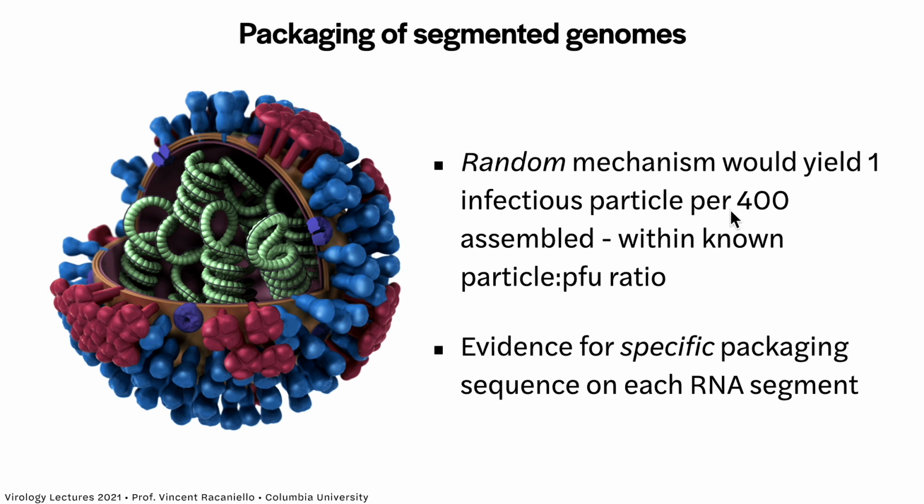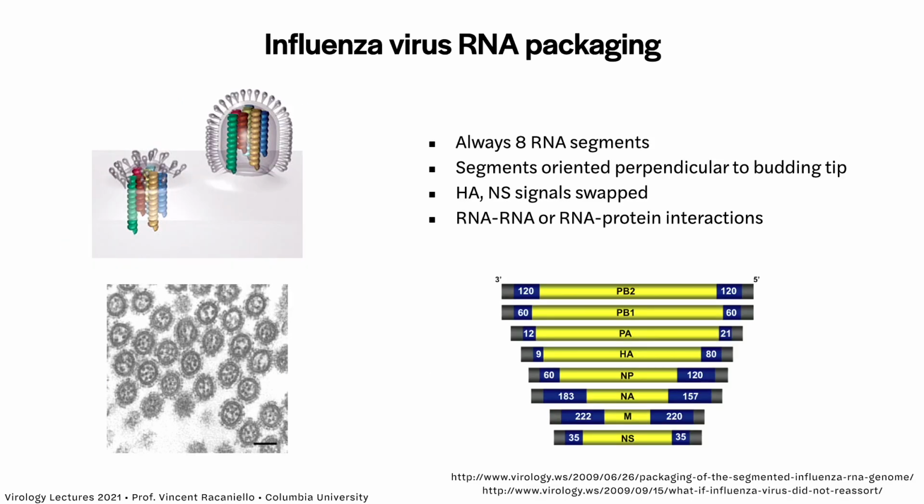If you just said, okay, grab 8 RNAs from the pool in the cell, well, 1 in 400 would work. They'd have the right 8, which is in the vicinity of the particle to PFU ratio of this virus, actually. So that wouldn't be a bad mechanism. However, it turns out there is a specific packaging sequence on each RNA segment, and so it's not just random. Although for many years we thought it would be because it fit with the particle to PFU ratio. But I guess the moral is don't be misled by what looks right. Keep looking. So here's how influenza virus packaging works.